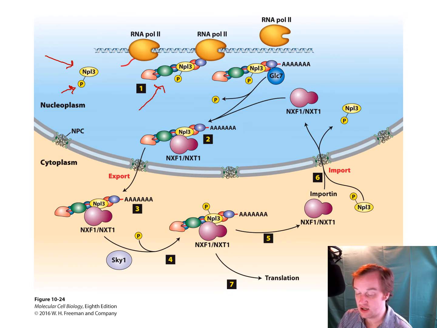And then from there, after the polyadenylation of the tail here, GLC7 comes in and it removes that phosphate group. And so once that's removed, it allows NXF1 and NXT1 to bind to NPL3. Once that occurs, it can now be exported across this nuclear pore channel here, and it is in the cytoplasm.